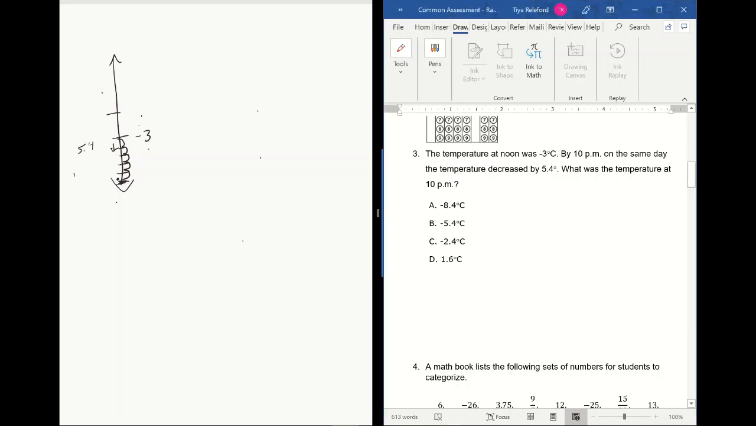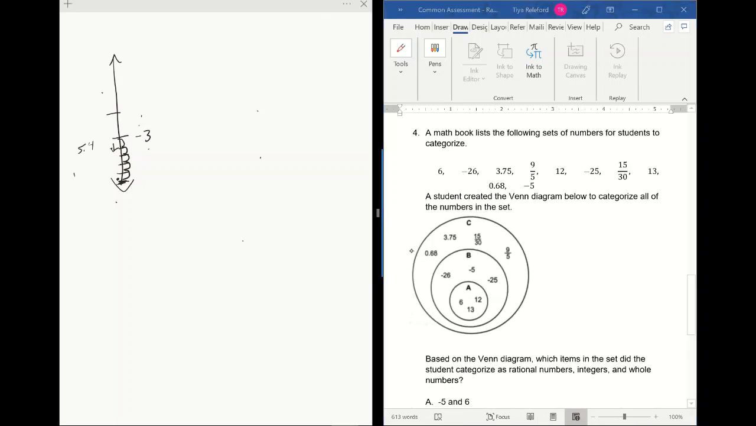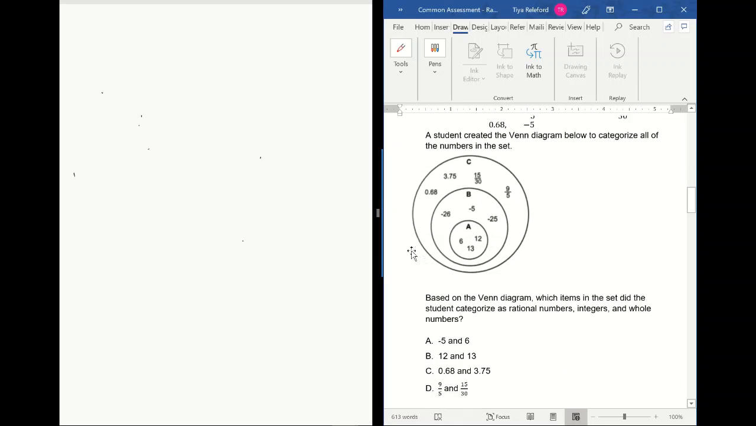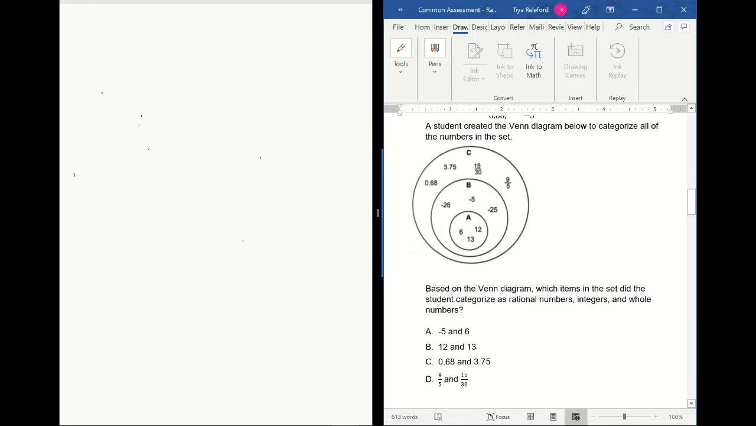Number 4, a math book lists the following sets of numbers for students to categorize. A student created the Venn diagram to categorize all the numbers in the set. Based on the Venn diagram, which items in the set did the students categorize as rational numbers, integers, and whole numbers? Now, we didn't spend a ton of time on this, but we know that rational numbers is almost everything. Integers is everything positive and negative except no decimals, no fractions. And then we get to the whole numbers. It's only counting numbers and 0.